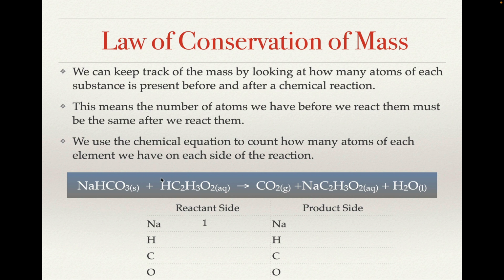So I see 1, 2, 3, 4, 5 of those. Remember, this little subscript tells us there's 3 of these hydrogens. So I see a total of 5 hydrogens here. I see the 1 here and the 4 here. Okay. Carbons, I see 1 here and I see 2 more here. So I see a total of 3. Oxygens, I see 3 here and 2 here. So I see a total of 5.